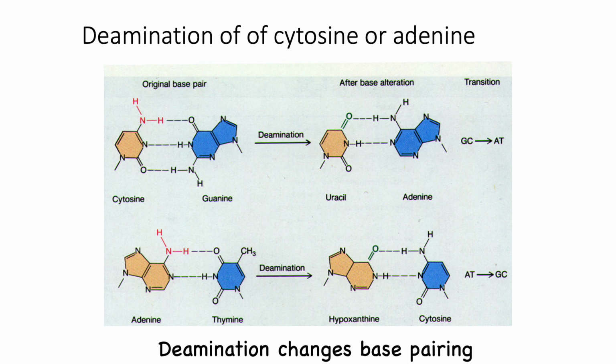At the bottom, if we get a deamination on adenine or adenosine when it's in the DNA, again, this is going to change the base pairing, and so we have hypoxanthine here, which will pair with cytosine better than with thymidine, so that we get a conversion from AT to GC if we get deamination of adenine.